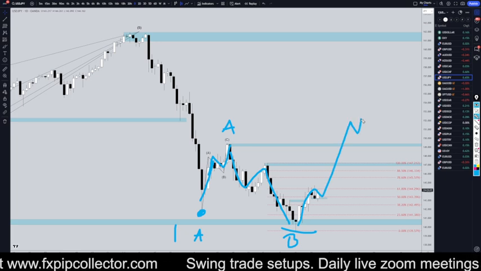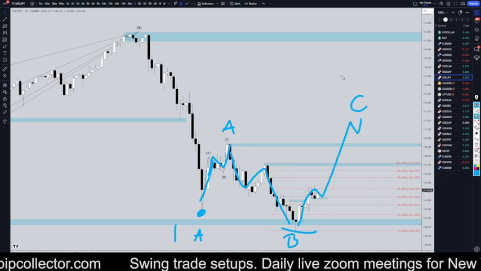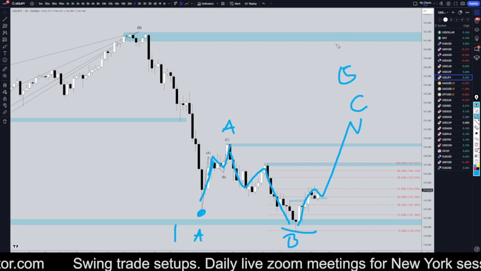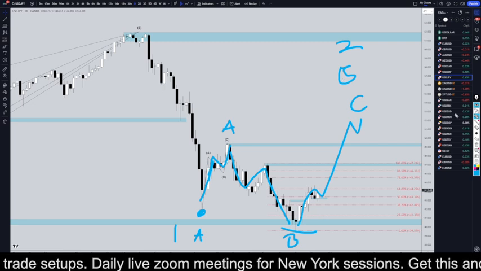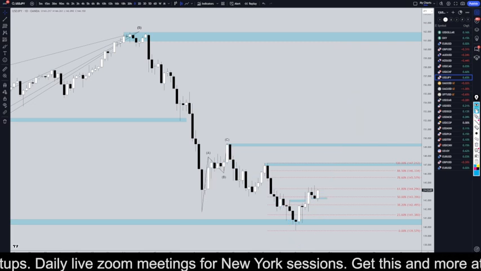And I think it's likely to go up and make a wave C, which should be an ABC of B or an ABC of 2. Notice the trading strategy is exactly the same for either scenario, which is looking for longs on shorter time frames.